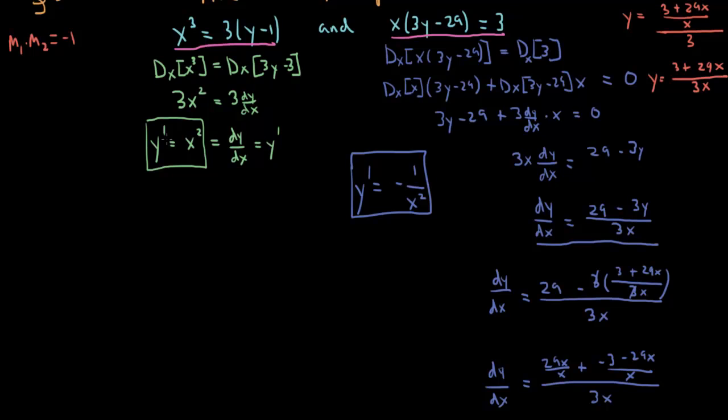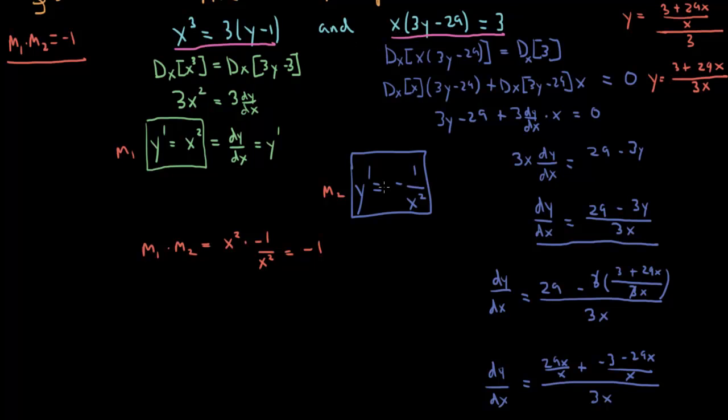Okay, so let's see. Let's say this right here is M1 and this right here is M2, first slope and second slope. If you look at M1 times M2, well, that's x squared times negative 1 over x squared. What do we get? Negative 1. And that's exactly what we needed to happen for these two tangent line slopes to be perpendicular. So we have just shown that these two curves are orthogonal.